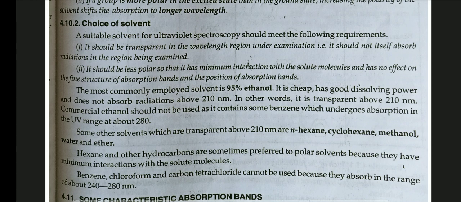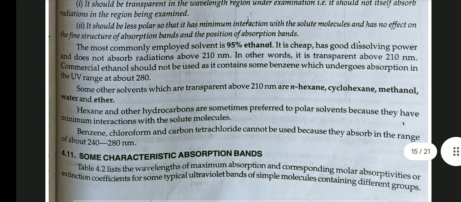It is cheap, has good dissolving power and does not absorb radiations above 210 nanometer. In other words, it is transparent above 210 nanometer. Commercial ethanol should not be used as it contains some benzene which undergoes absorption in the UV range at about 280. Some other solvents which are transparent above 210 nanometer are n-hexane, cyclohexane, methanol, water and ether.